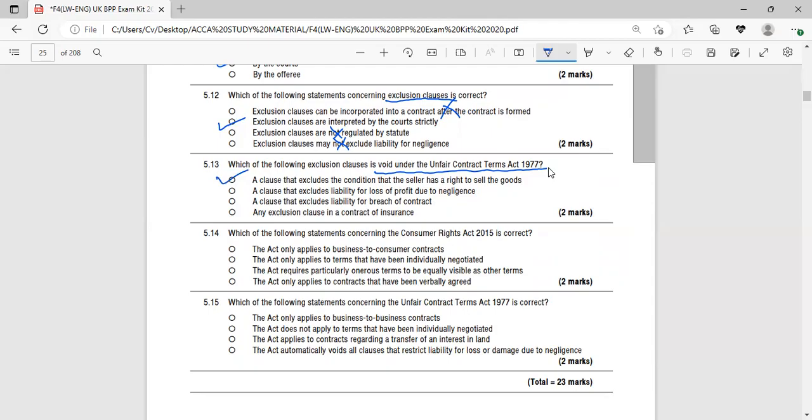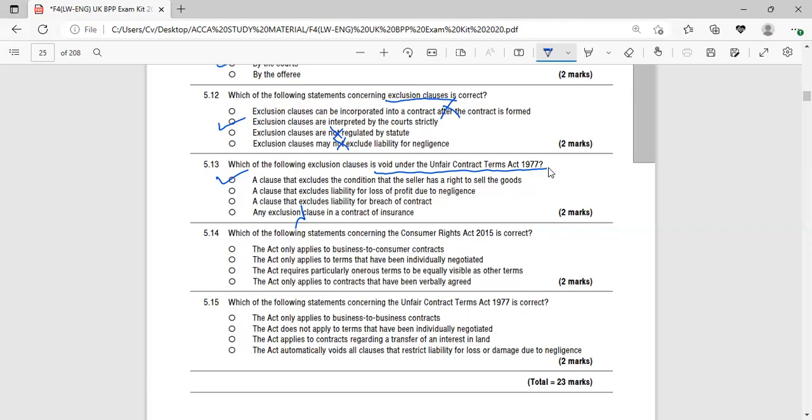UCTA 1977 does not apply to contracts of insurance. Then in commercial terms, parties may exclude liability for loss or damages by negligence and breach of contract.